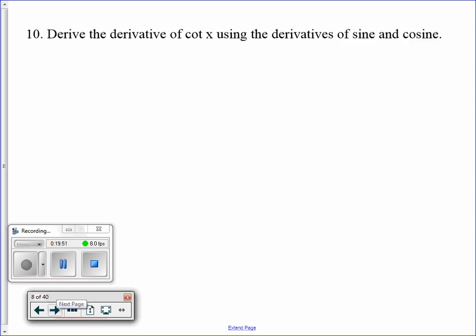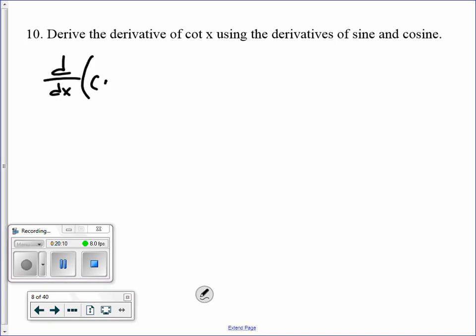10. Derive the derivative of cotangent x using the derivatives of sine and cosine. So they're not just saying say what the derivative is. Hopefully you know it's negative cosecant squared x, but we have to show that it's that.